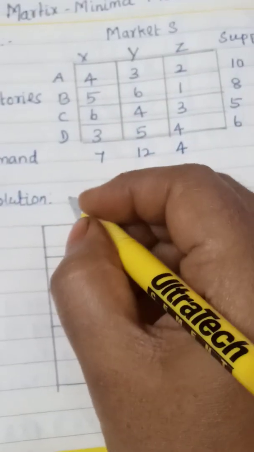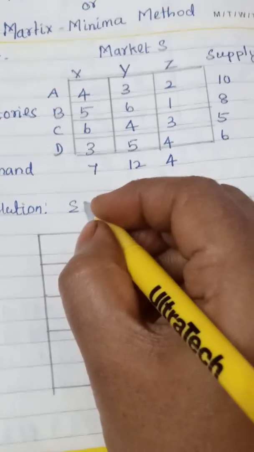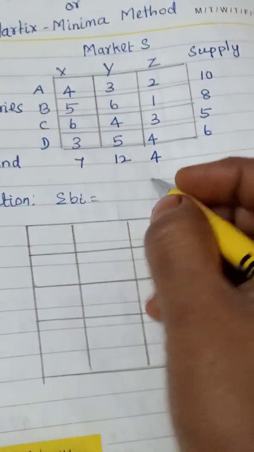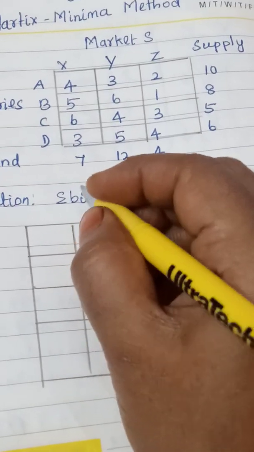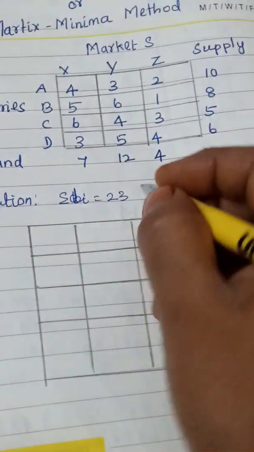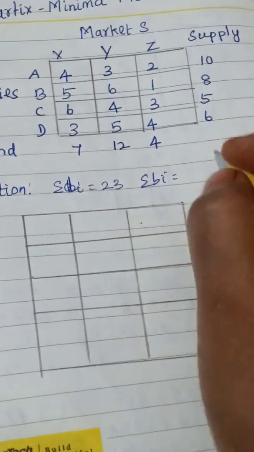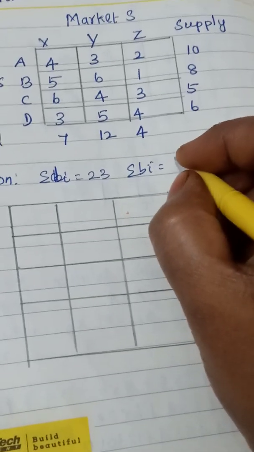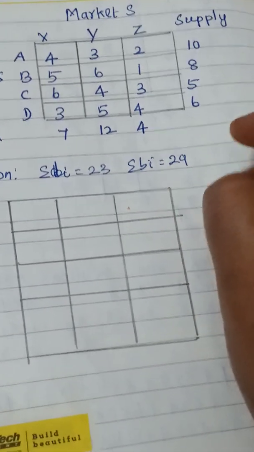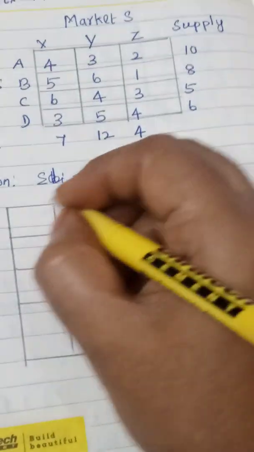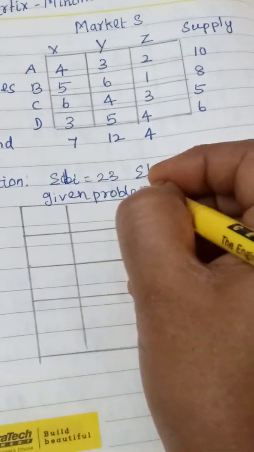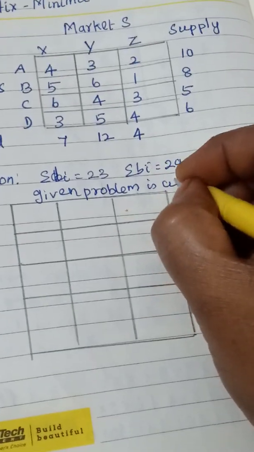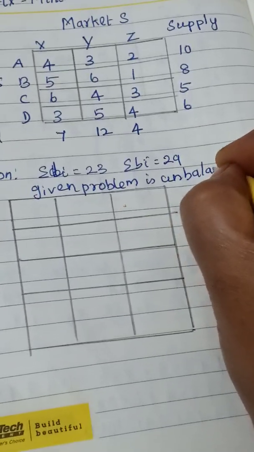Solution: the summation of demand, DJ, is equal to 23, and the summation of supply, BI, is equal to 29. So the given problem is unbalanced. Okay, so now check.